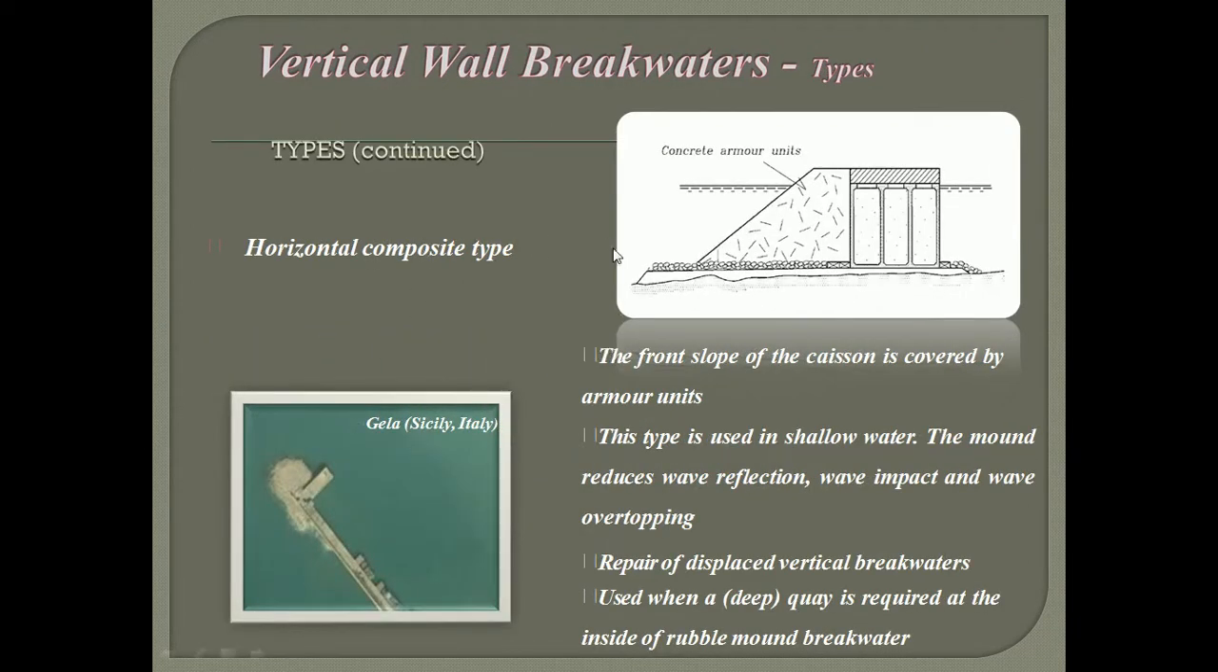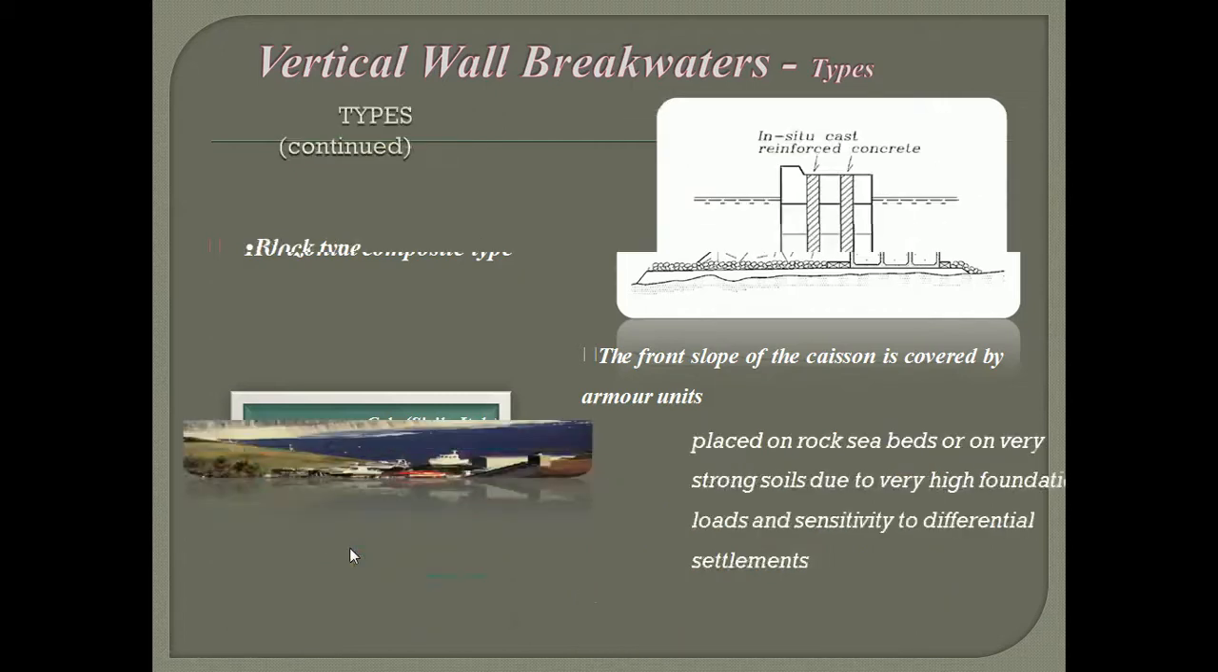Horizontal composite type. In this, the front slope of the caisson is covered by armor units. This type is used in shallow water. It is required when repair of a displaced vertical breakwater is needed. It is used when deep spray is required at high level and on the inside of the rubble mound. Here in Italy, you can see this breakwater being constructed as a horizontal composite type.